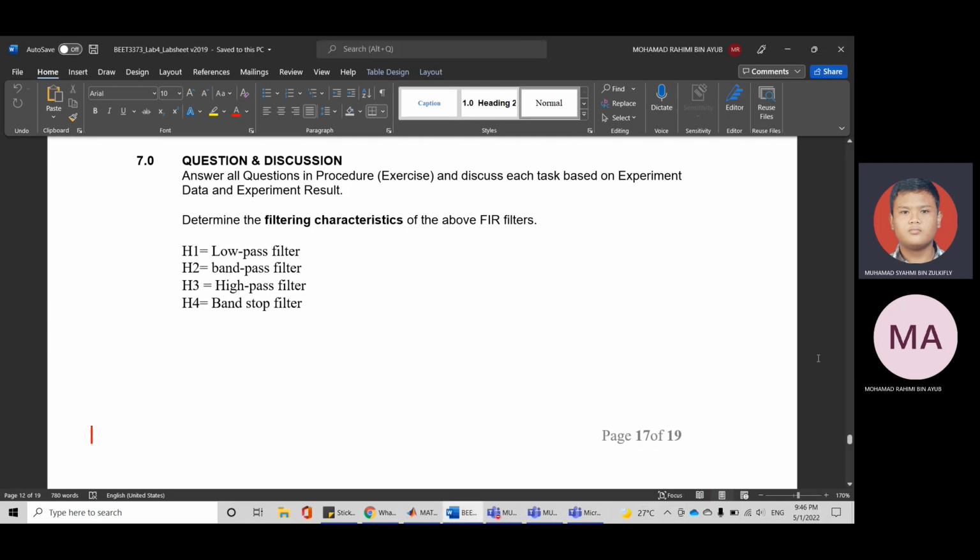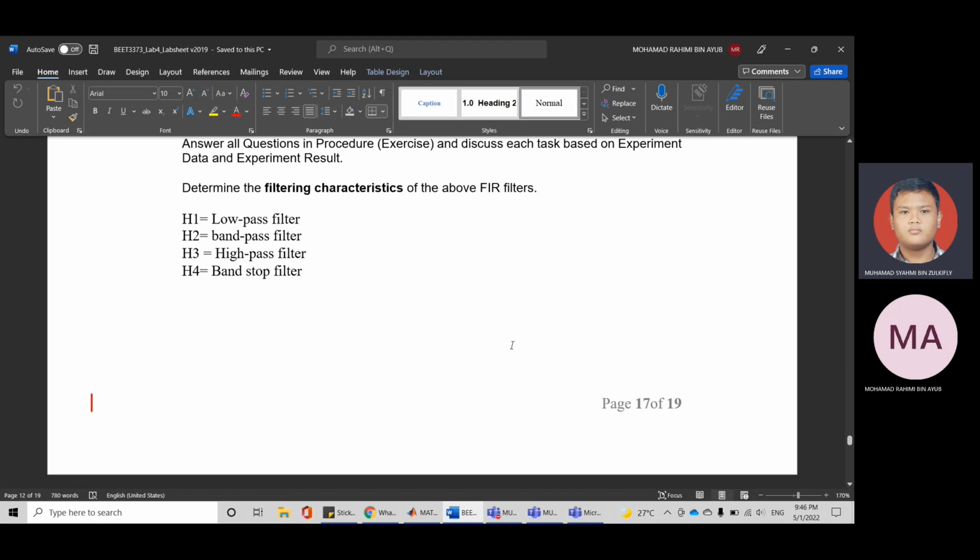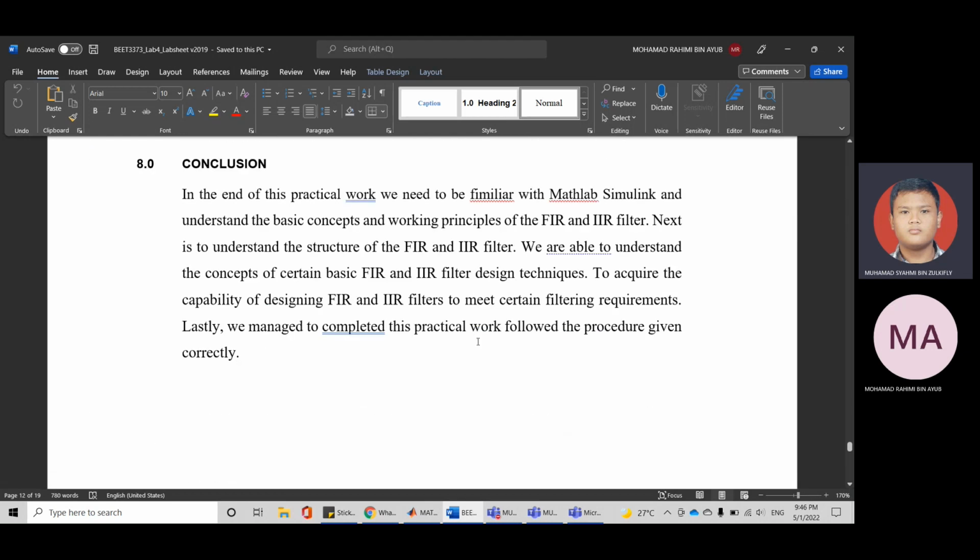For the first question, determine the filtering characteristic of the above FIR filter. For H1, H2, H3, H4 in this slide 4 that Rahimi already did, H1 is a low pass filter, H2 is a band pass filter, H3 is a high pass filter, and H4 is a band stop filter. The answer that I get is because I refer to the notes that were given in our lecture.